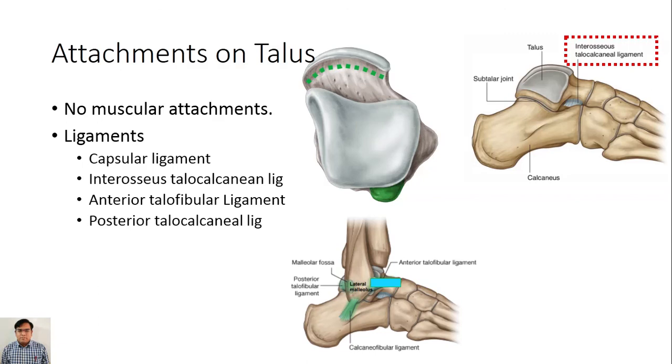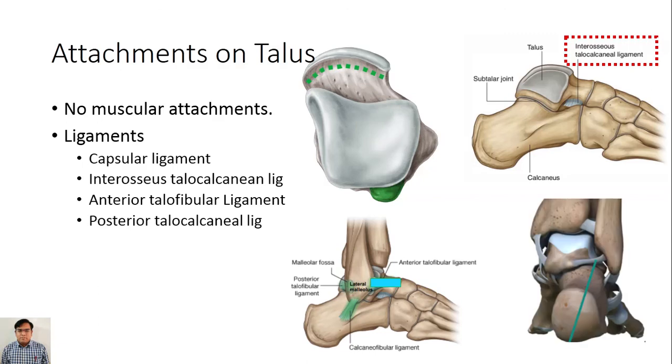Then posterior talocalcaneal ligament. So this is posterior side. Here you can see the blue rectangle. This shows posterior talocalcaneal ligament. Now the cervical ligament and deltoid ligament we will see in next slide.